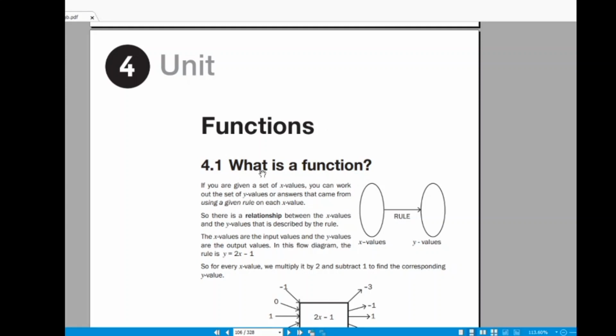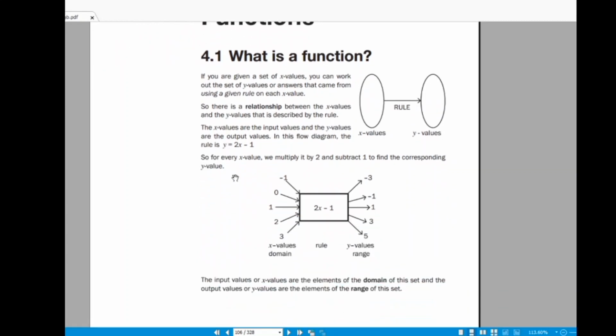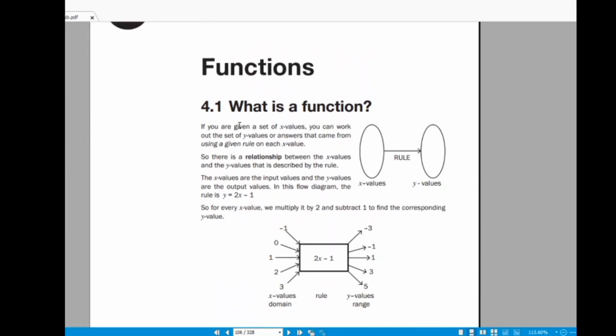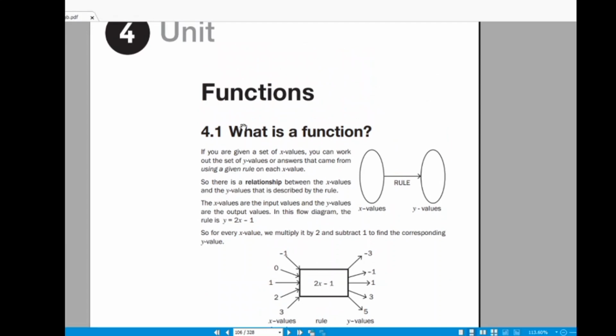So I'll just read through these notes, and then I'll do questions later on. I'll read through and try to explain and do questions. Right, so here they start by defining what a function is.